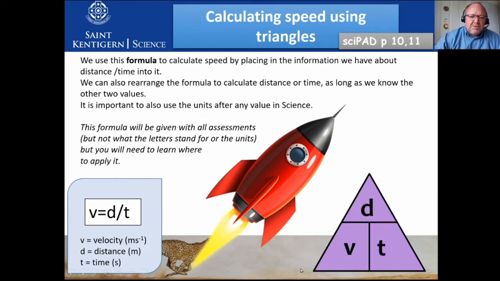If you want to remember your triangle, if something is already above the line like it is here, then you put it above the line in your triangle. And then the one on the left comes on the left and the one on the right comes on the right. And when you want to calculate what velocity is, then you take the other two. You say v equals d over t. When you want to calculate time, you say time equals distance over velocity. When you want to calculate distance, you say velocity multiplied by time.